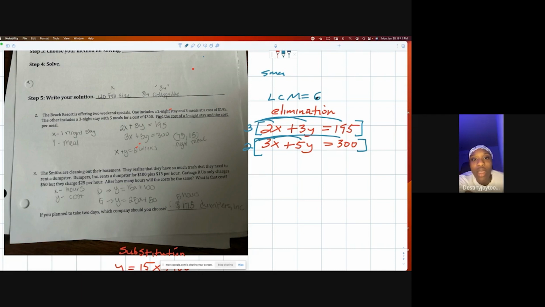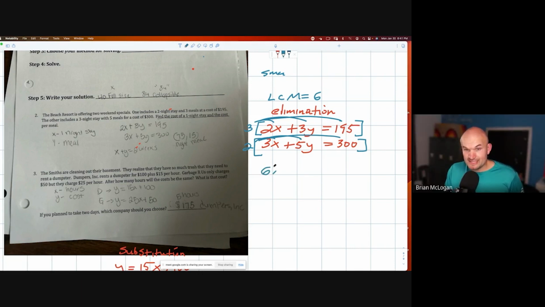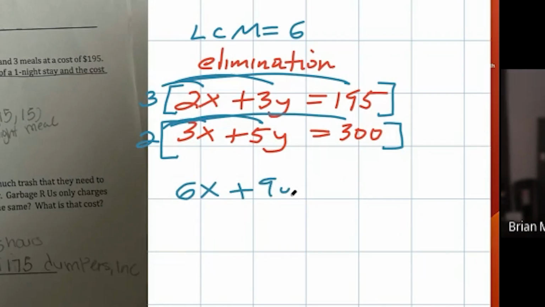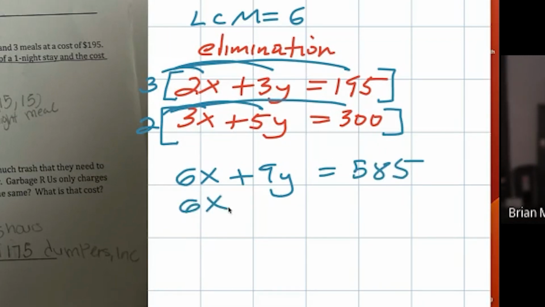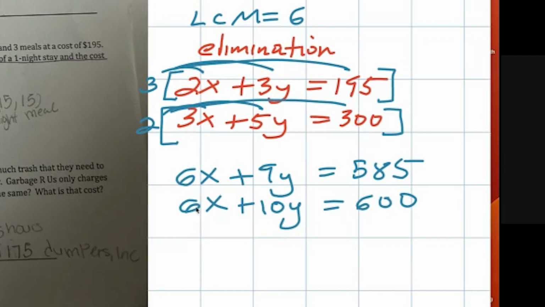When you do that, now you're going to get 6x plus 9y equals, I don't even know what this is, so I'm not going to try to do the math in my head and get it wrong. I'll just type it in: 195 times 3, 585. And then this is 6x plus 10y equals 600. Wait, where did the 600 come from? 2 times 300, because you've got to multiply the 2 times it.